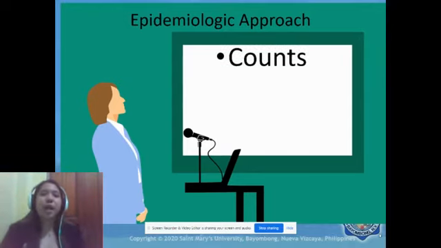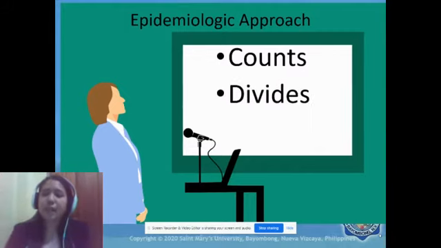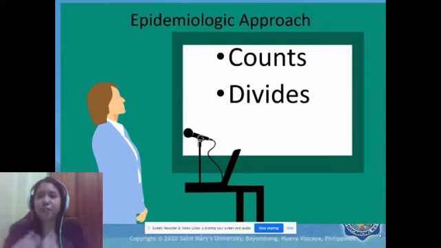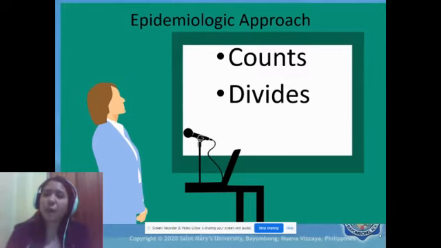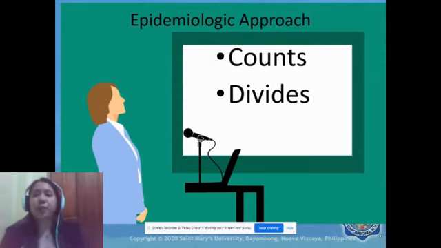First, epidemiologists count. So what do they count? They count the number of cases, which can be described in terms of time, place, or person. And then they divide. They have to choose the appropriate and correct denominator, that is, of course, the whole population, so that they will be able to compute the correct rate.